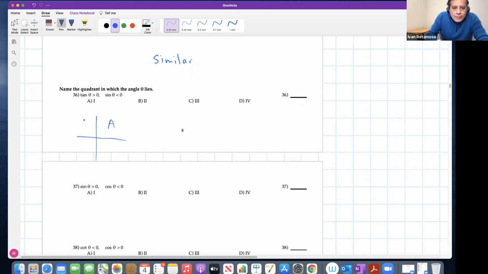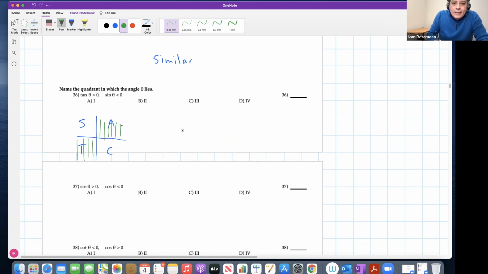For this, I recommend you to use All Students Take Calculus. Where is tangent positive first? Tangent is positive here on the first quadrant, where all the trigonometric functions are positive. And also on the third quadrant, because according to All Students Take Calculus, tangent and cotangent are positive there. This is for tangent.